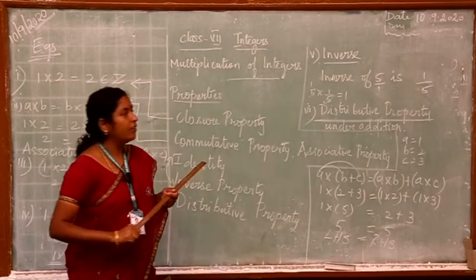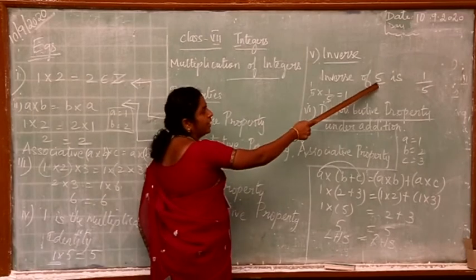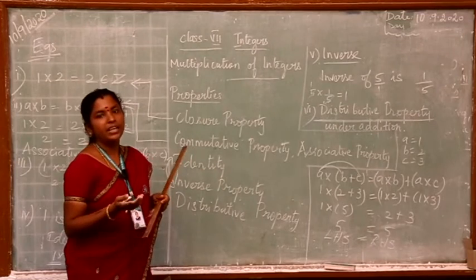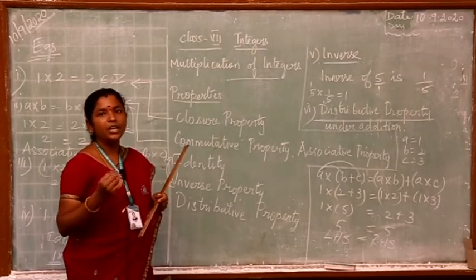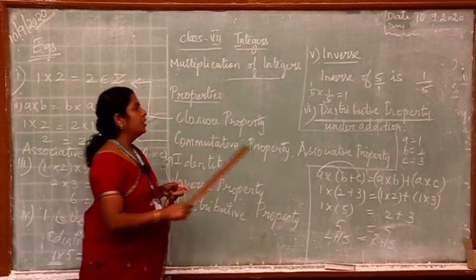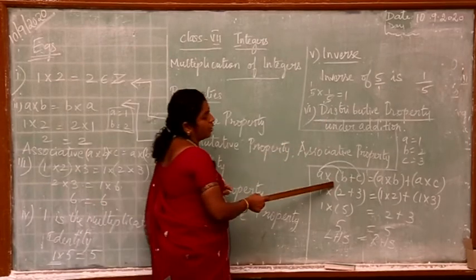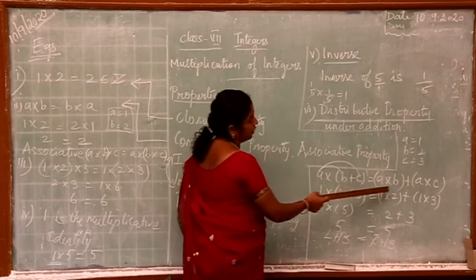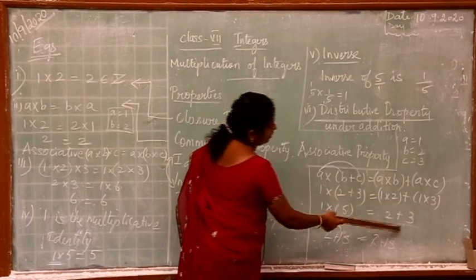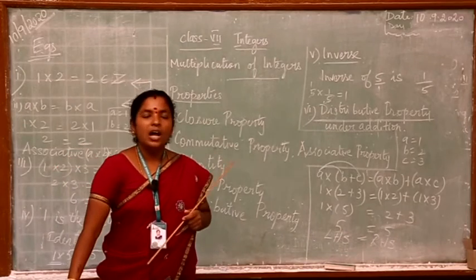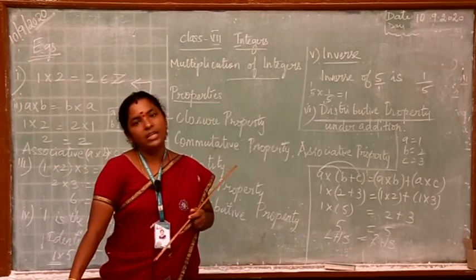If you have any number, it is implied that it is divided by 1. The reciprocal is nothing but taking the denominator to the numerator and the numerator to the denominator. The next one is the distributive property under addition. A cross B plus C is equal to A cross B plus A cross C. So, we got the answer. You can see all 5 properties hold good under multiplication.